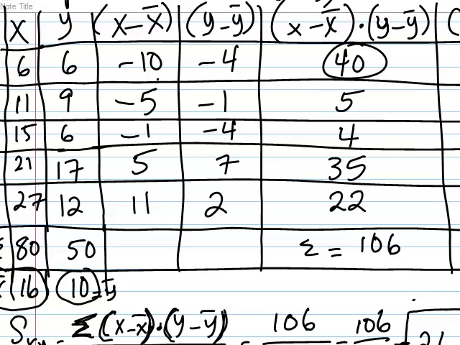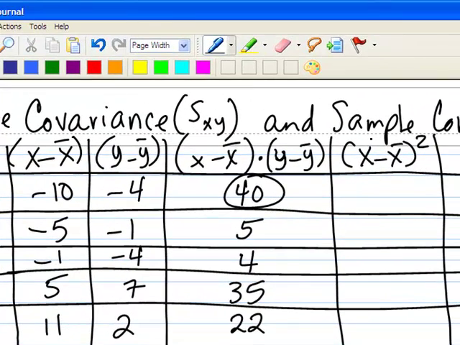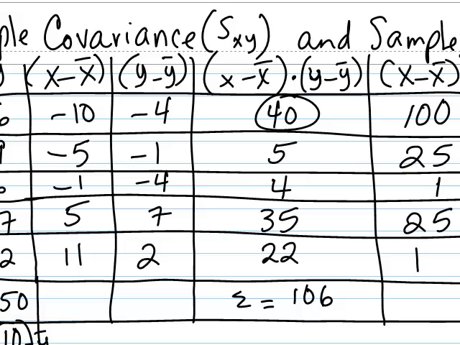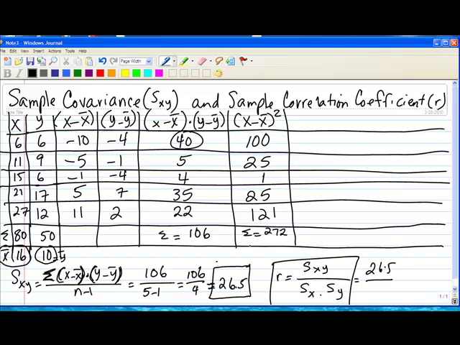The x minus x bar column was computed here. This is the third column: negative 10, negative 5, negative 1, 5, and 11. All we have to do is square them, and we get 100, 25, 1, 25, and 121. To compute the standard deviation for x, we need to sum up this column, which gives us 272, and then divide by n minus 1, which is 4.